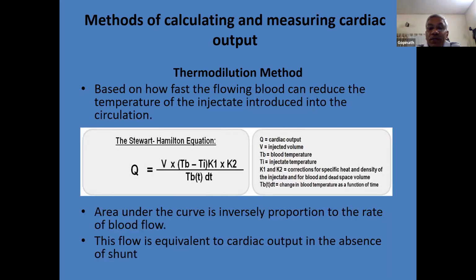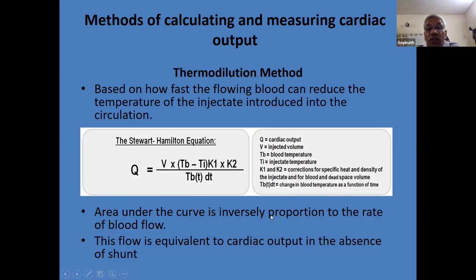The Stewart-Hamilton equation also has some presumptions. It has two corrections, for specific heat and density of the injectate, and for the blood and dead space volume, that is K1 and K2, which are two constants. All the rest, if you know them, you can get the cardiac output. You know the injected volume, you know the temperature of blood, you know the temperature injected, and the delta change in temperature as a function of time.